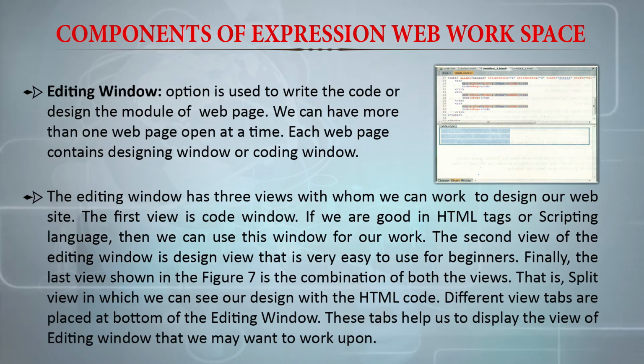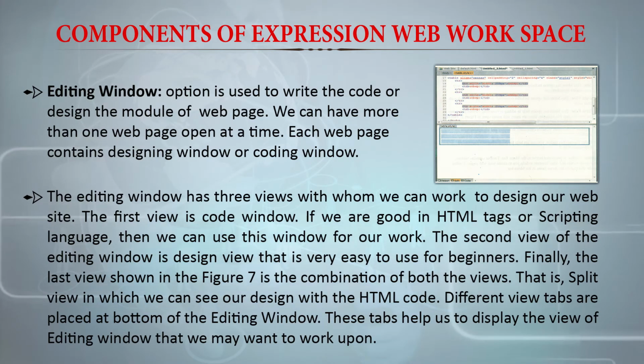Different view tabs are placed at the bottom of the editing window. These tabs help us to display the view of the editing window that we may want to work upon. The view bar contains all the three views of the workspace. They are design, split and code.